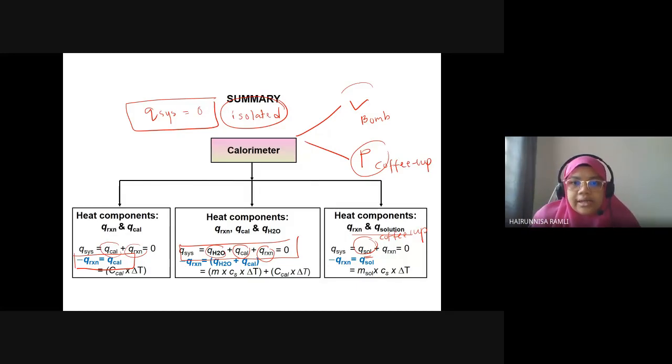According to your tutorial, I see that mostly you can do it. Just that I noticed in both classes you are still not really particular about the sign. Your original is Q system equals Q water plus Q cal plus Q reaction equals zero. So usually we put a negative in front: negative Q reaction is equal to whatever, whether Q solution plus Q calorimeter or Q calorimeter only. This negative you should add in.